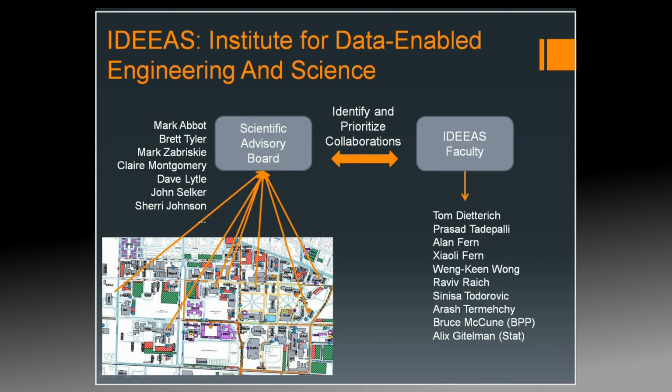So I want to leave you with a proposal. I think it's time for us to create an institute for data-enabled engineering and science that would help us improve the quantitative and computational sophistication of research projects across the campus. So our concept would be to create a scientific advisory board with thought leaders from units across the campus, such as Mark Abbott and Brett Tyler and so on. Have those folks identify and help us prioritize potential collaborative projects so that we can then work as teams with faculty across campus to really enable those faculty to do things that otherwise would be impossible for them to do.